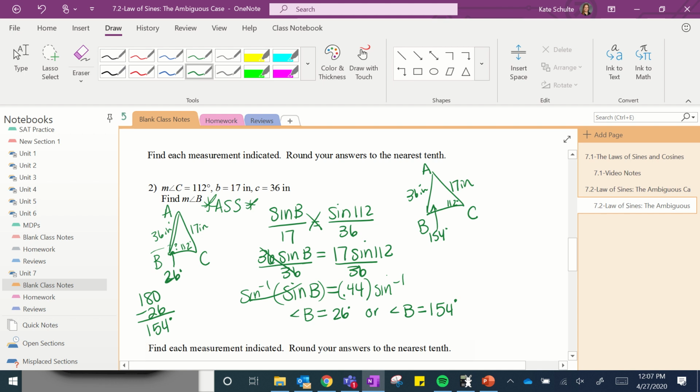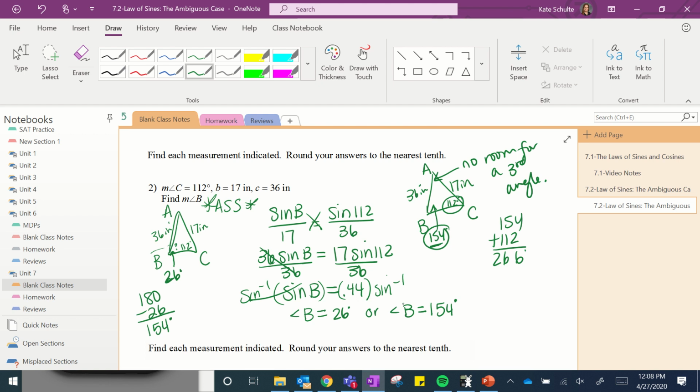All right, here's the problem. This isn't going to be an option, okay? Hopefully some of you are starting to see why, but the reason is because if we add 154 plus 112, right, we get 266 already from those two angles. And so what that means is that there's not room, right? There's no room for a third angle. All right, and so what that means is that this option for angle B is not an option, okay? And so there's only going to be this first one.